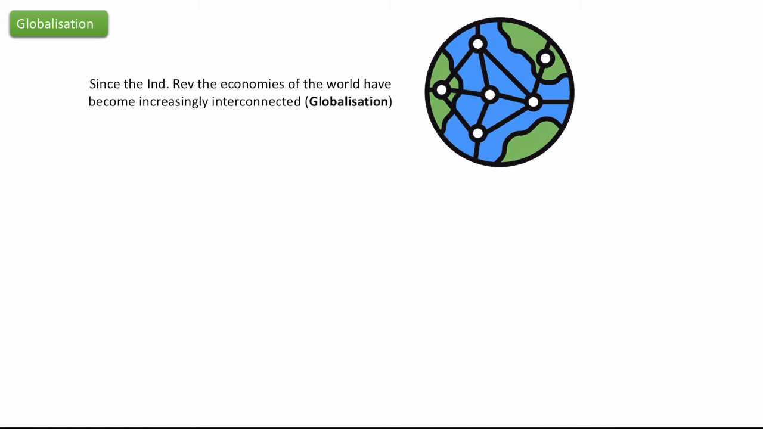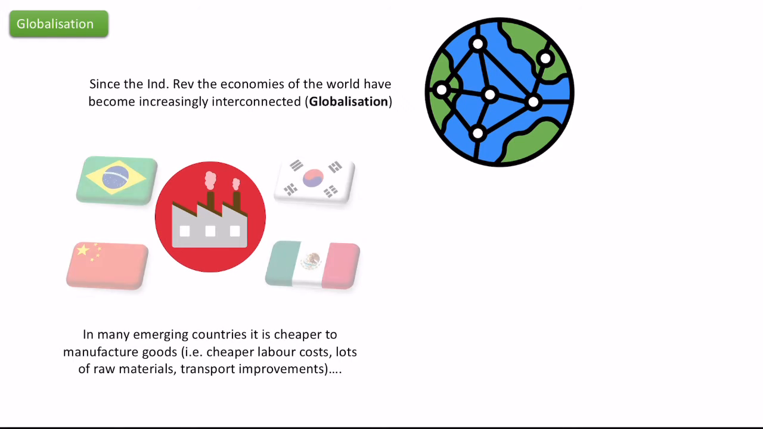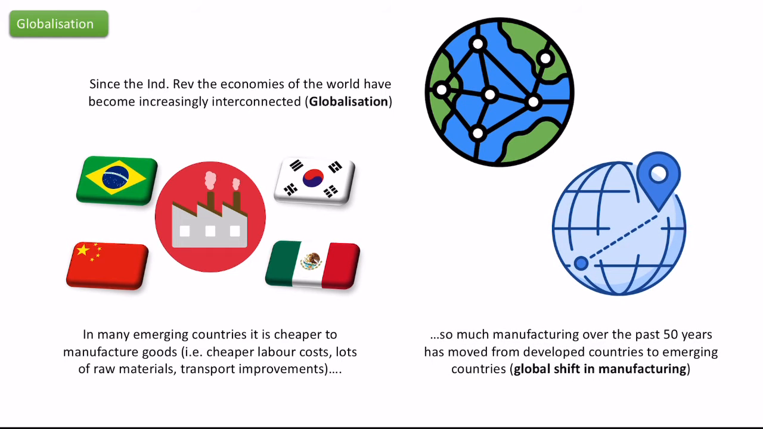So globalization is something that's happened since that Industrial Revolution period, where the economies of the world are becoming increasingly interconnected. This means that there are maybe some other places in the world where it's cheaper to manufacture the goods that we would traditionally have made here. Labour costs are cheaper, there are lots of raw materials, and transport has improved. Places like Brazil, South Korea, China, Mexico are all examples of those places. Therefore, all the goods that we used to make in places like Germany and Western Europe and the UK, those manufacturing jobs have moved from developed countries to emerging countries. We call this the global shift in manufacturing.